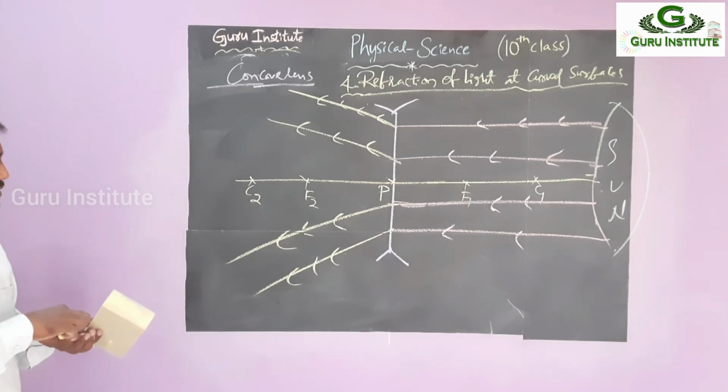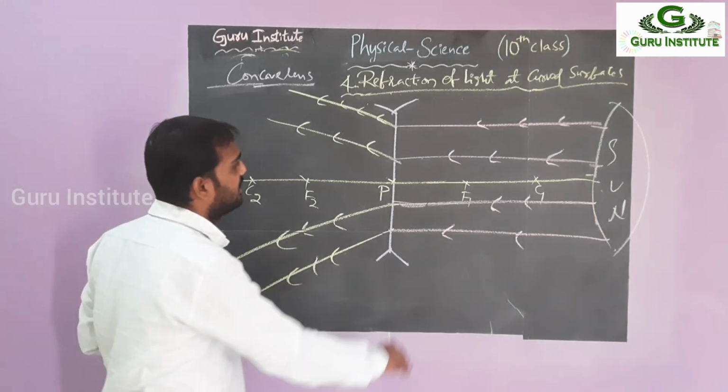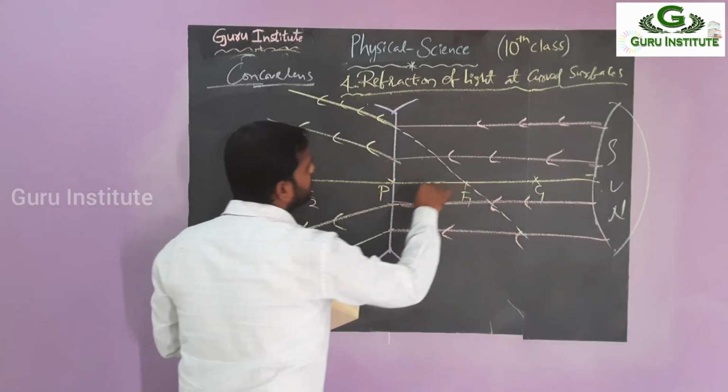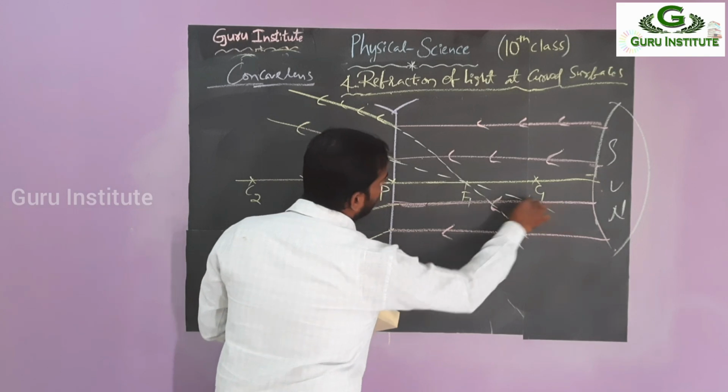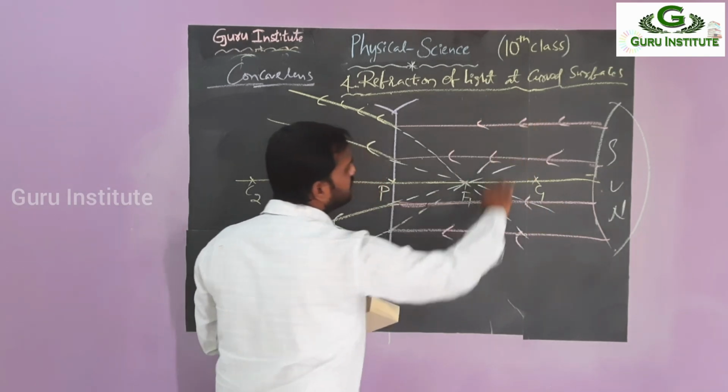So what will happen if they do not meet directly? What is our task? We have to extend them into the back side. So just extend this into the back side. The first one passes through the focus. The second one also passes through the focus. The third one also, and the fourth one also passes through the focus.